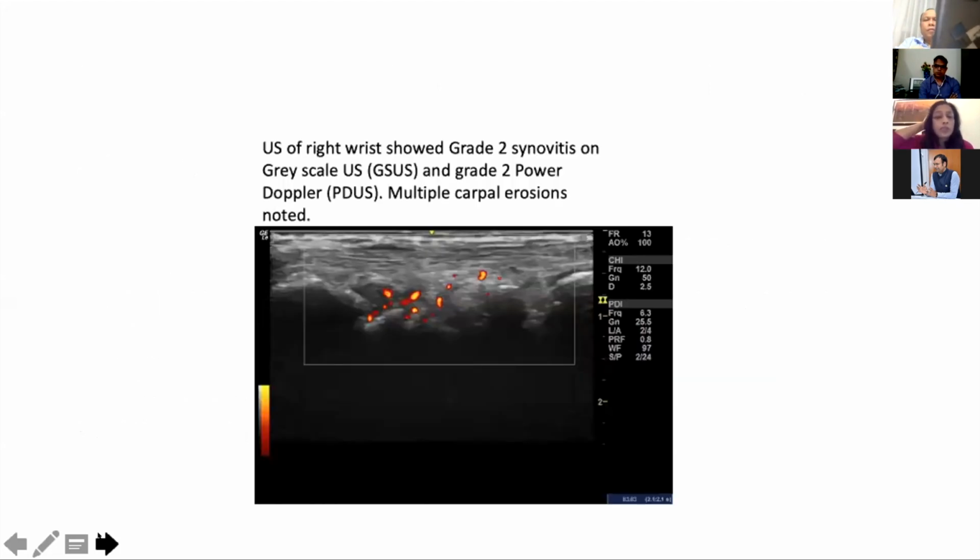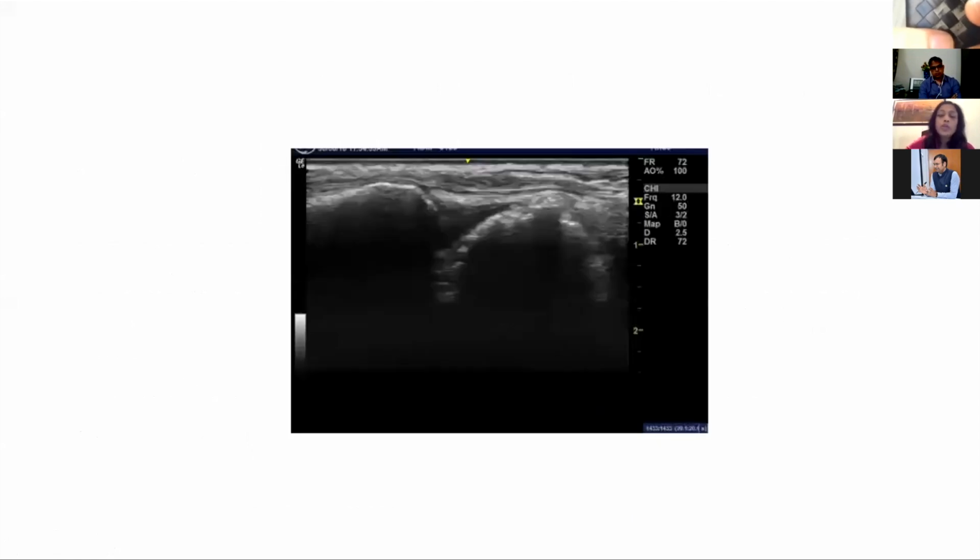Her ultrasound showed this. She had grayscale synovitis, which we see over here. She also had a lot of positive Doppler, grade 2 Doppler, where it covers about 50% of the joint area, and multiple carpal erosions. This is typical for us with our rheumatoid patients in the wrist. Here is an example of the carpal erosions.